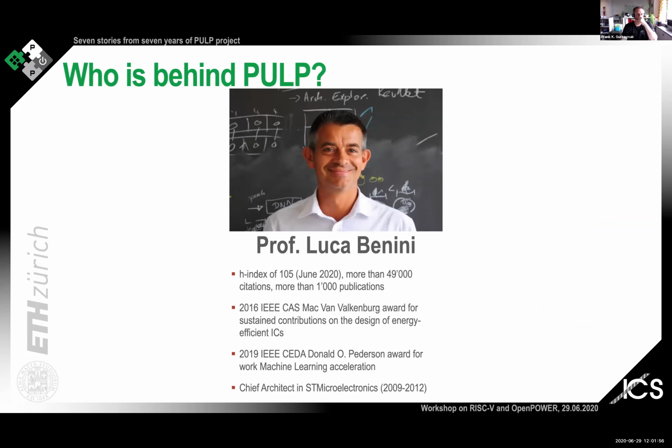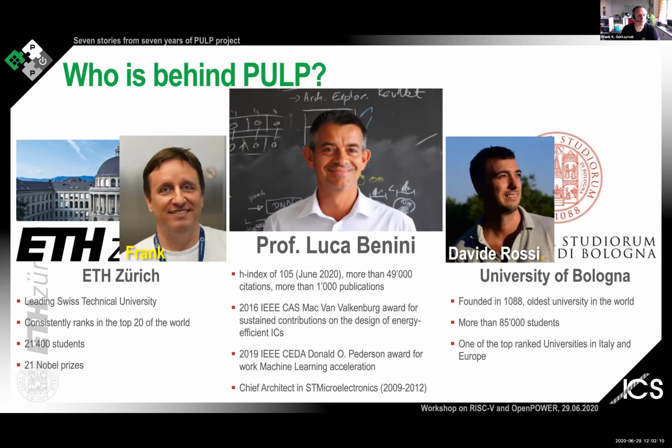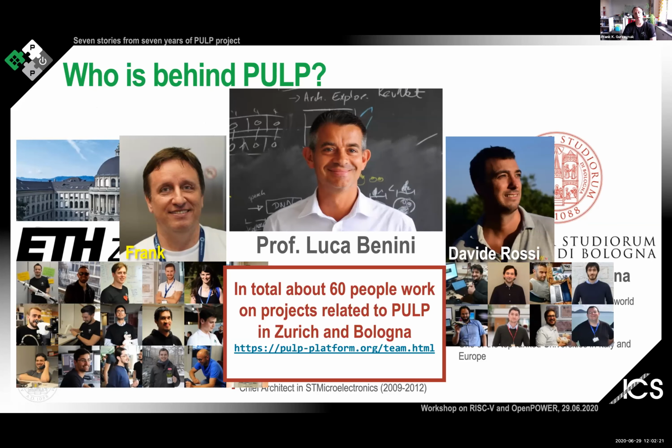So this is the boss, Luca, and he has groups both in ETH and University of Bologna, both larger and known universities. And me, I help him in Zurich, and Davide Rossi does the same for him at University of Bologna, but it's not us. The real work is being done by a number of PhD students and postdocs. And in total, we have about 60 people who work on projects related to PULP, both in Zurich and Bologna. It is a bit more in Zurich than it is in Bologna, so the pictures are not necessarily up to date. It's difficult to keep these completely up to date.